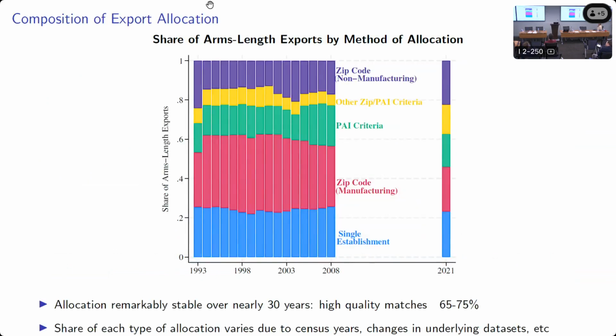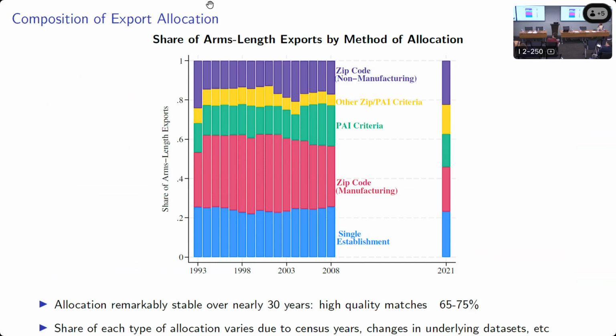So this is what it looks like. This is kind of grouping some of our flags together into broad categories. Okay, the blue is single establishment, direct links. The red is where the zip code of a manufacturing establishment is the main reason it got assigned. The green is where the industry was the main reason it got assigned. And then the yellow and the purple are the cases where we have to use some kind of proportionality, and so we don't like them. We flag them as our not preferred cases.